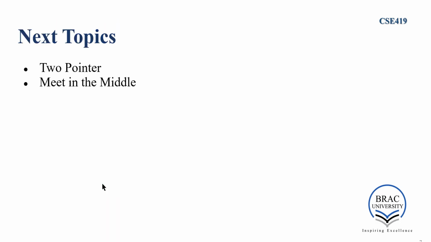Next topic: after this problem we'll talk about puzzle solving, and after that we'll talk about two pointer and meeting in the middle. These are two very short algorithms. I will just explain a problem using each approach, and I hope it won't be a problem.